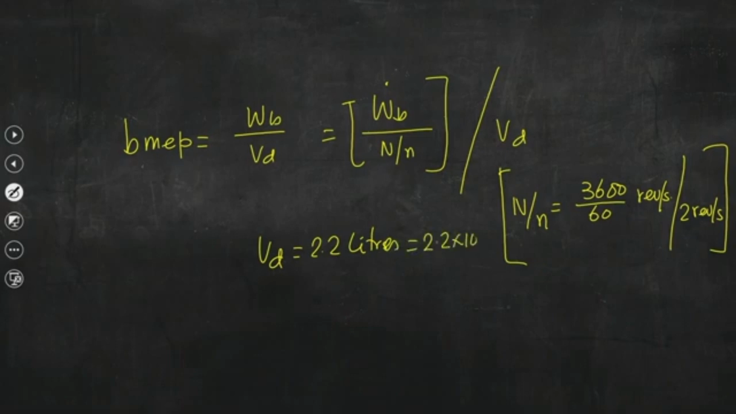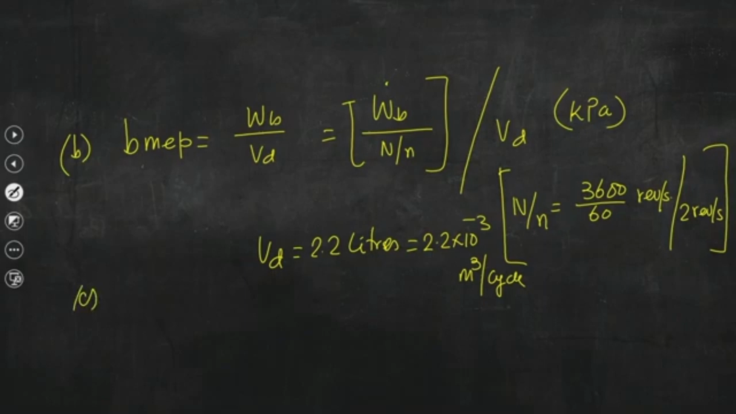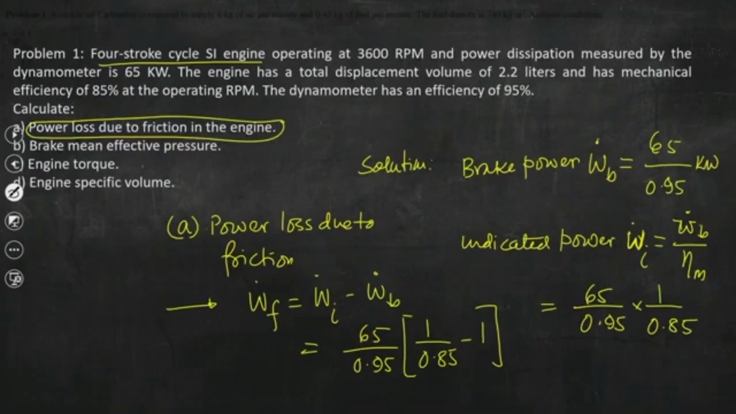That is 2.2 into 10 power minus 3 meter cube per cycle. So, basically per cycle the displacement volume is 2.2 liters. Okay. So, if we calculate it, the unit would be kilopascal. Now, this is B, and if we go back to the problem statement, we have calculated brake mean effective pressure.